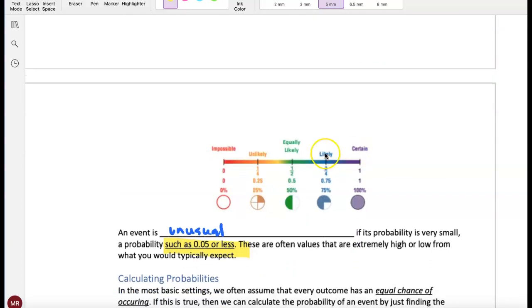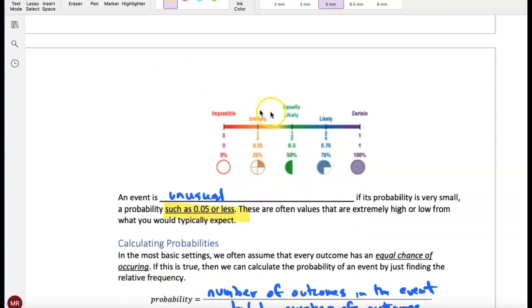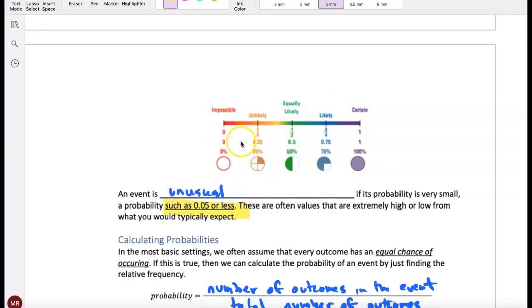Now, we have other words that we use when talking about probability, such as impossible, unlikely, equally likely, likely, certain. And those words, in general, have an associated value with them. And you could see that on this list.